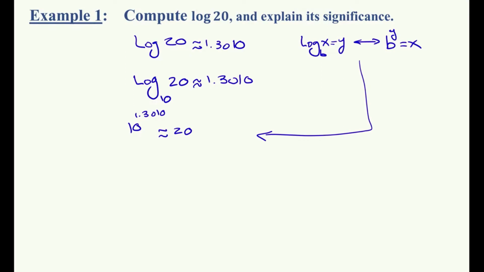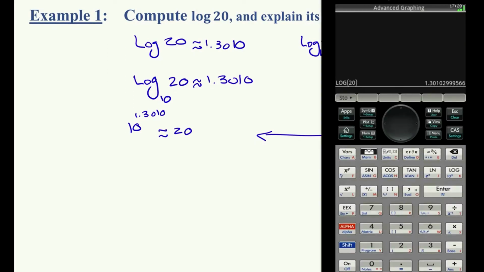We can verify that quickly by typing 10 to the power of 1.3010, and when we hit enter, we should get a number not exactly 20, because remember we did some rounding, but it should be very close. And as you can see, that is extremely close to 20. Of course, the more digits we use, the more accurate our answer would be.